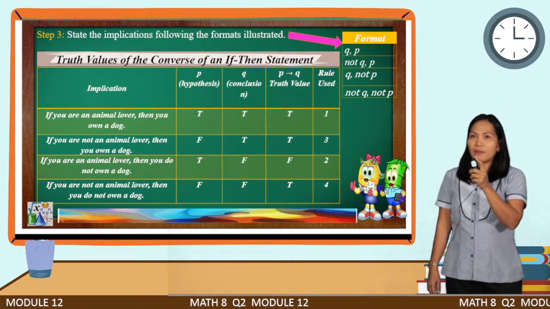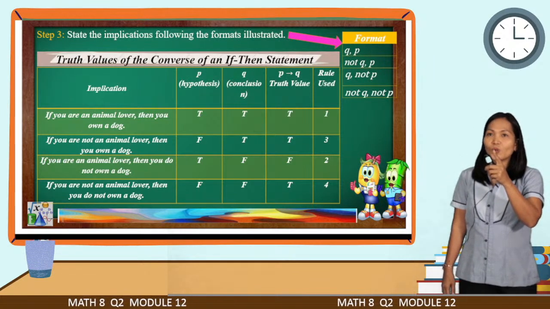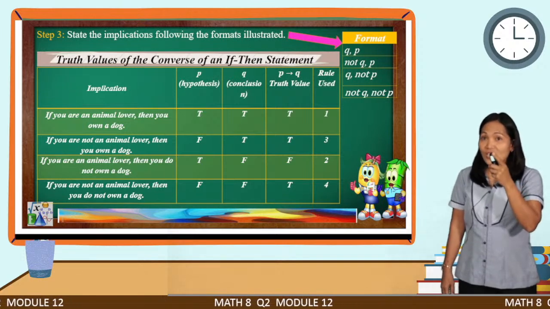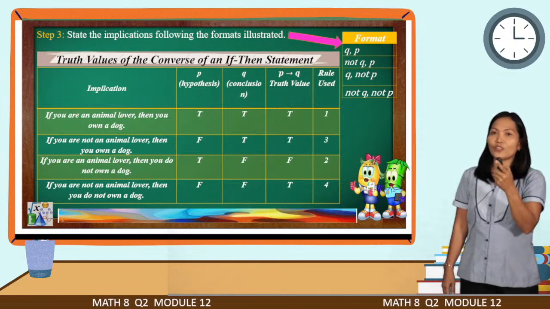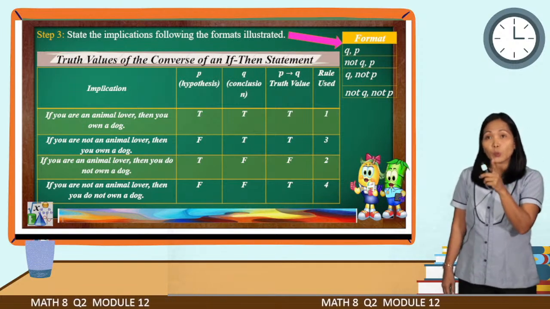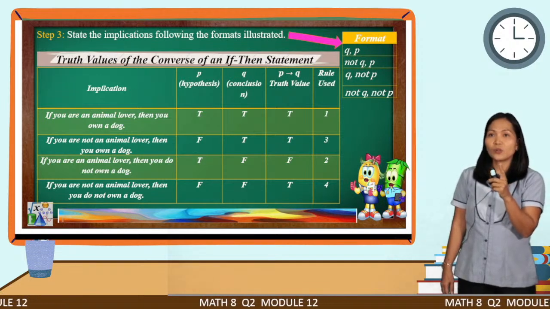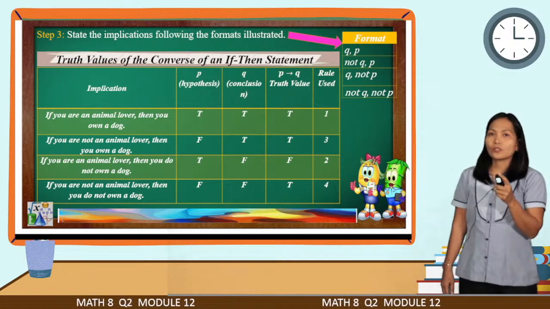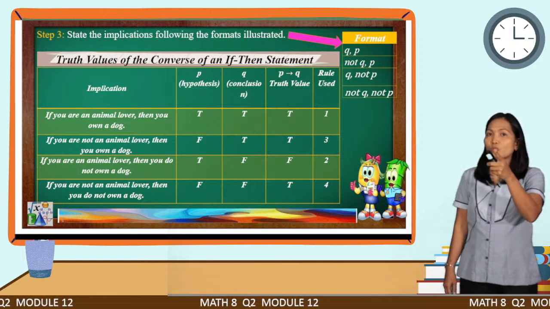So, implication 1. If you are an animal lover, so our hypothesis does not change as the thought of the original one. So, it's true. Our conclusion is you own a dog. So, still, it has the same thought. So, it's true. So, our decision is true. And we use rule 1.